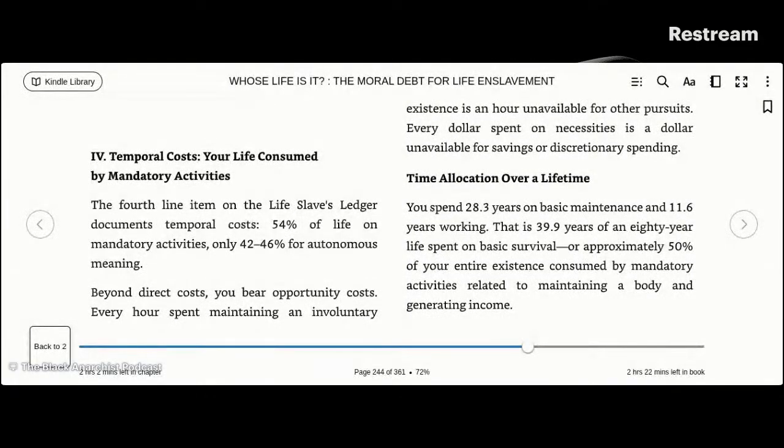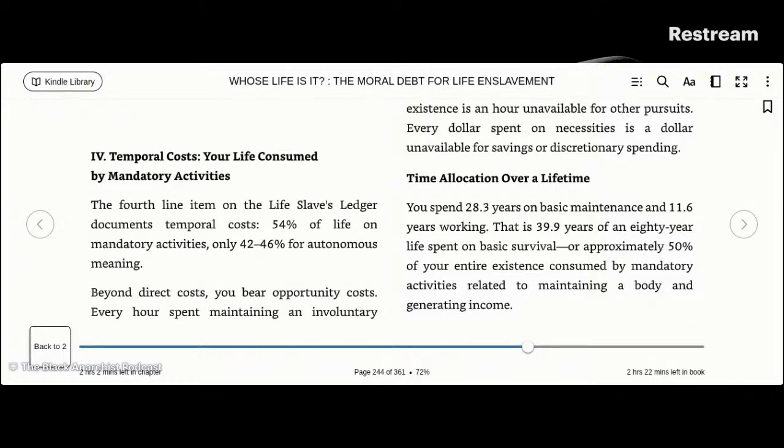Temporal costs. Your life consumed by mandatory activities. The fourth line of the life slave's ledger documents temporal costs. 54% of life on mandatory activities, only 42 to 46% for autonomous, meaning beyond direct costs, you bear opportunity costs. Every hour spent maintaining an involuntary existence is an hour unavailable for other pursuits. Every dollar spent on necessities is a dollar unavailable for savings or discretionary spending. Time allocation over lifetime. You spend 28.3 years on basic maintenance and 11.6 years working.